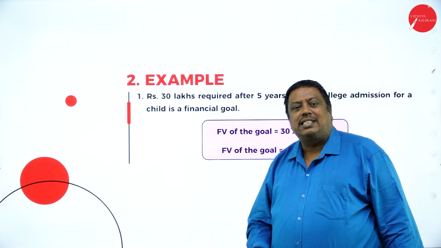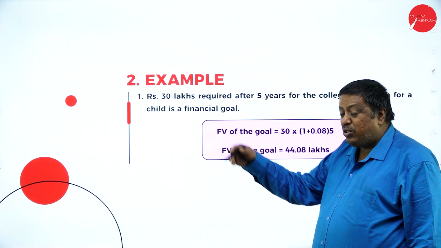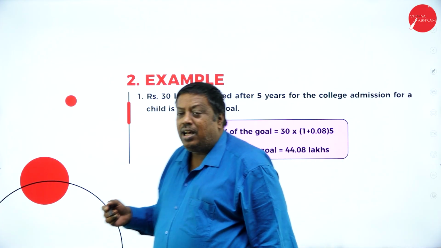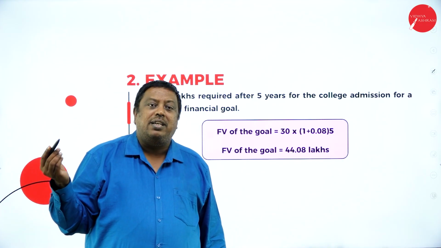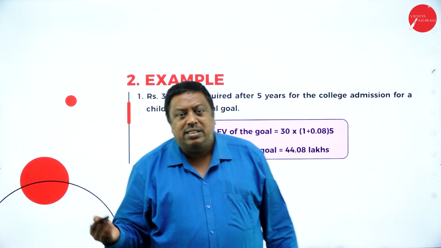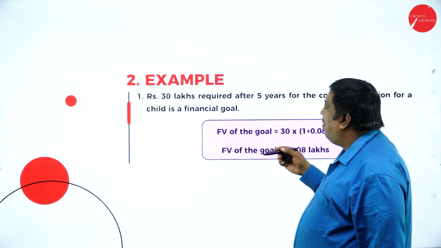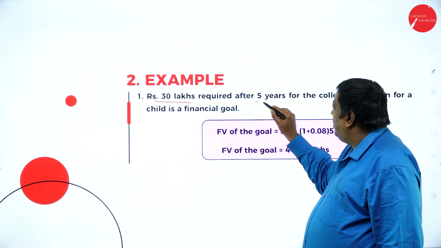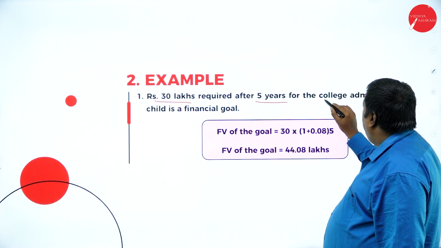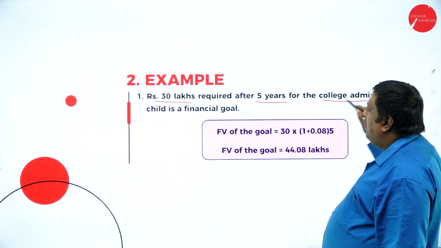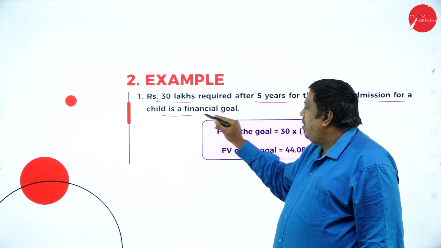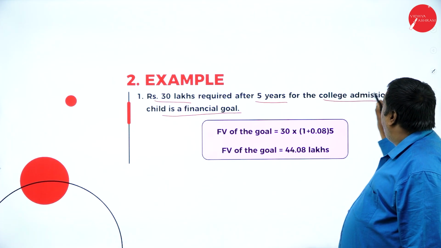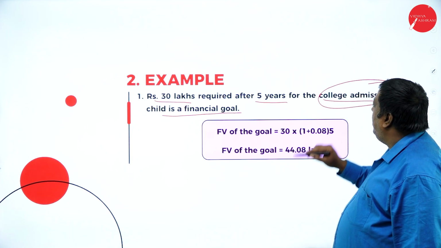In the second example, we have taken the first example as the base. We made 5 different questions here, assuming what the requirement and concept will be. Now I require 30 lakhs after 5 years for my children's college admission. This is my financial goal. What is my goal here? My financial goal is to admit my children in college.